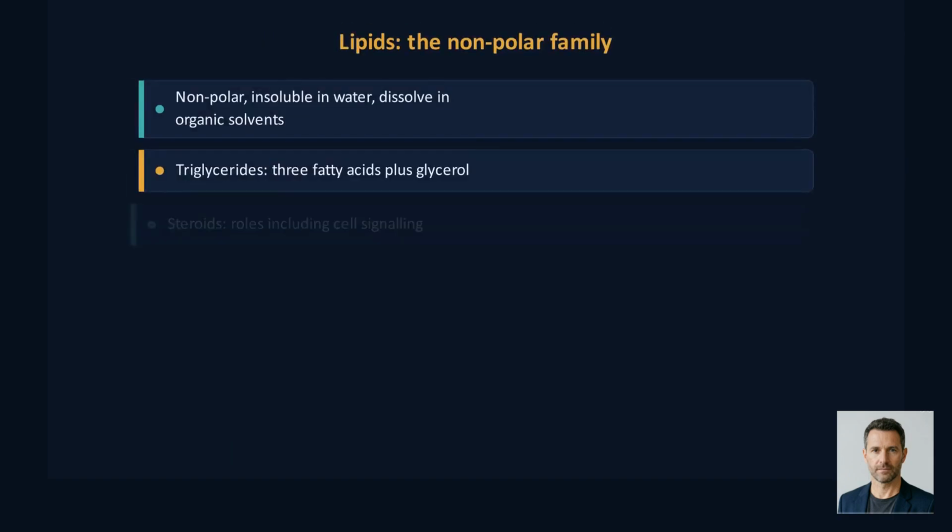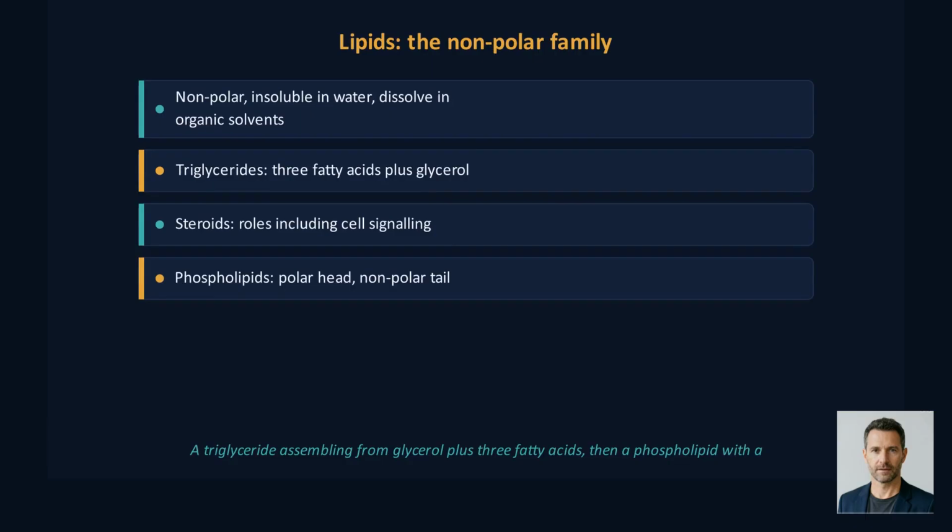Now to the second family, the lipids. Lipids are nonpolar molecules made mainly of carbon, hydrogen and oxygen, and their defining behavior follows from that. They are insoluble in water but dissolve readily in organic solvents. The family has a few members worth knowing.